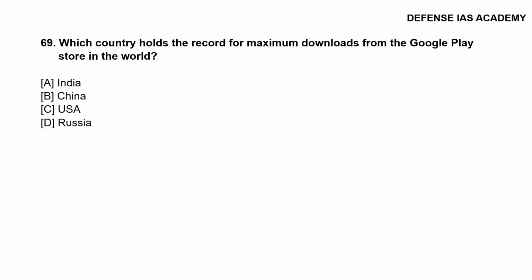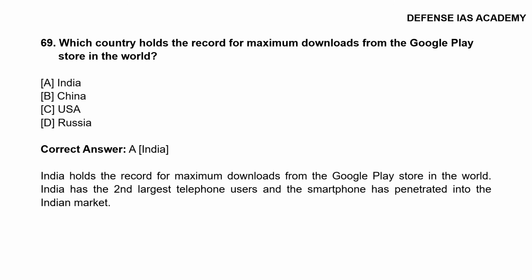Question number 69. Which country holds the record for maximum downloads from the Google Play Store in the world? The correct option is option A, India. India holds the record for maximum downloads from the Google Play Store in the world. India has the second largest telephone users and the smartphone has penetrated into the Indian market.